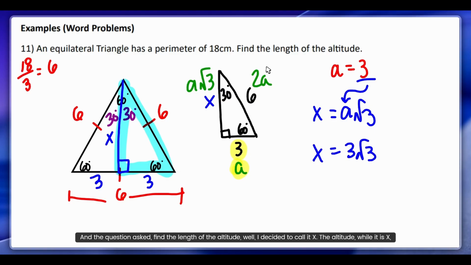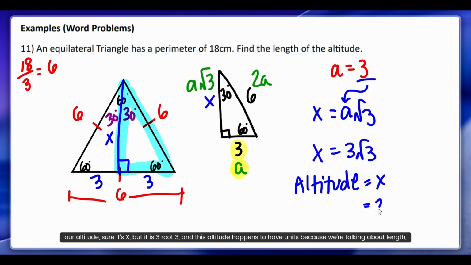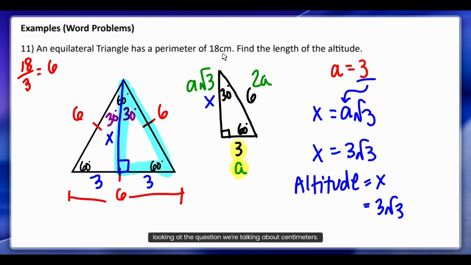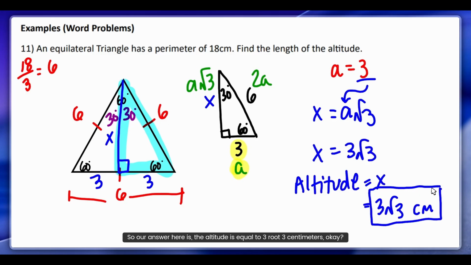And the question asked, find the length of the altitude. Well, I decided to call it x. The altitude, sure it's x, but it is 3 root 3. And this altitude happens to have units because we're talking about length. Looking at the question, we're talking about centimeters. So our answer here is the altitude is equal to 3 root 3 centimeters. Okay?